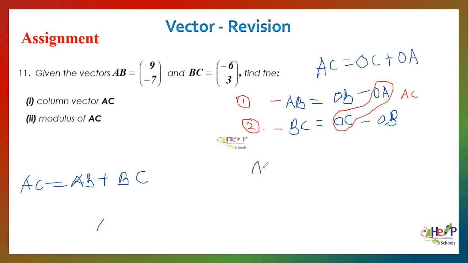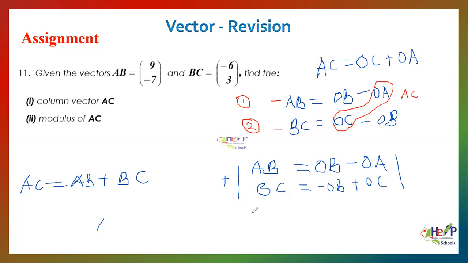That is AB will be the same as OB minus OA. Then we have OC minus OB. Now this OC minus OB, I'm just going to interchange. I start with OB such that it is in the same line. This is the same as negative OB plus OC, like that.